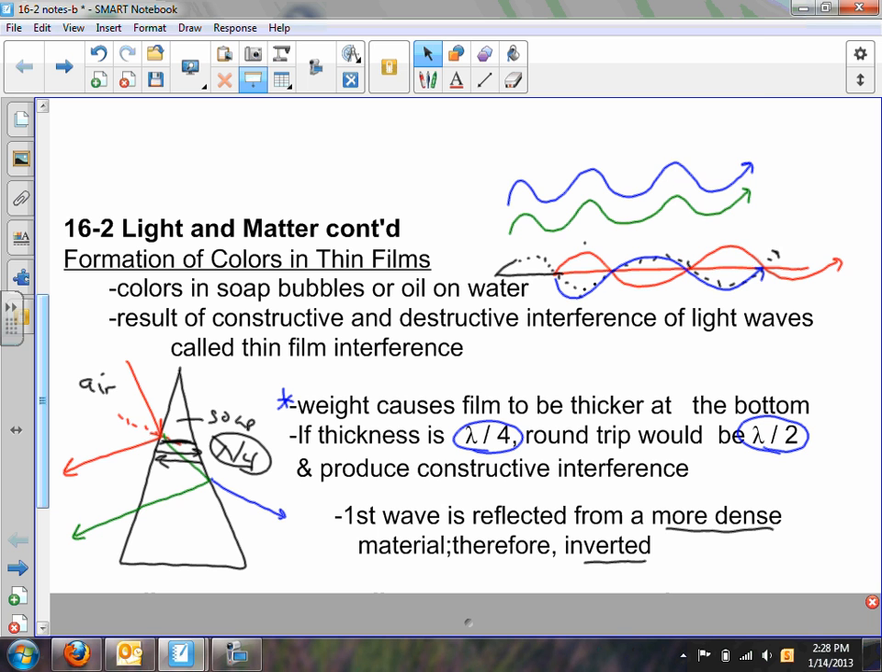As you go further down this soap film, you get different places. The wavelength of different colors will be constructively interfered with, and that's why it's going to be red, and then yellow, and then orange, and then green. Because the thickness changes, therefore you're constructively interfering different wavelengths of light.